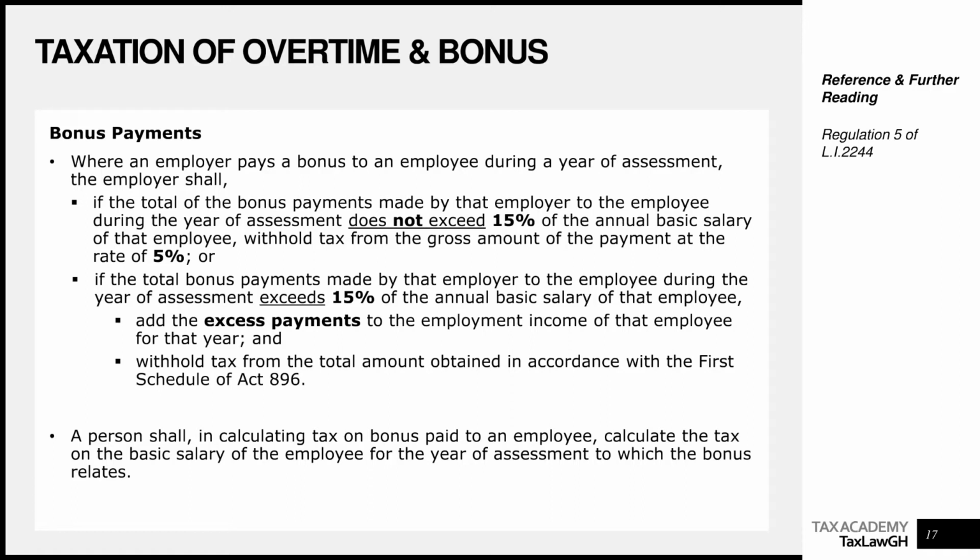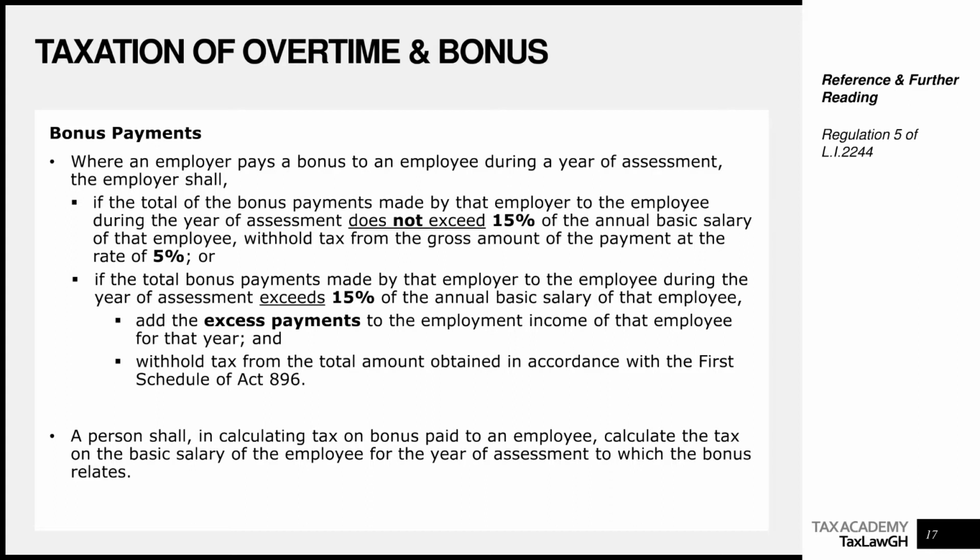So let's use numbers. You are an employee. Your total basic salary for the whole year, annual basic salary, is 100 cedis for simplicity's sake, right? And then your employer makes a bonus payment to you. Our threshold will be 15% of your annual basic salary. So in this simple example, 15% of 100 cedis will be 15 cedis, right? Okay, we are saying that if the bonus payment is made to you and the bonus payment does not exceed the 15% threshold, which is 15 cedis in our case, then the employer should withhold tax from the whole bonus amount at 5%.